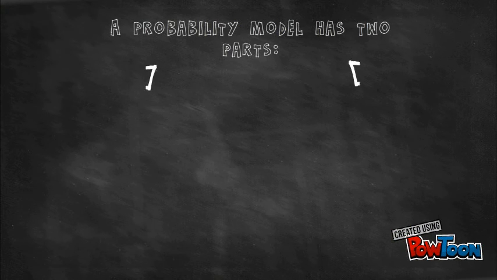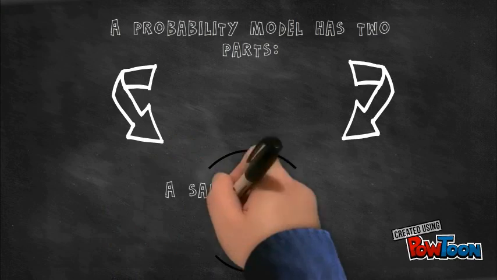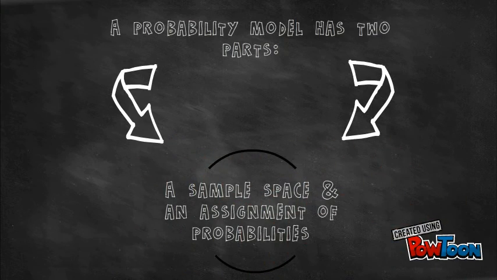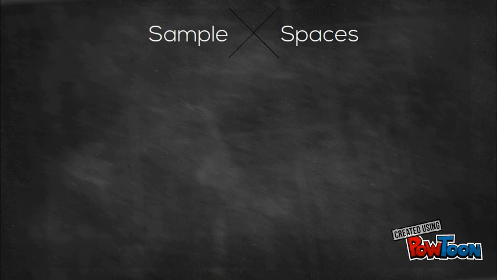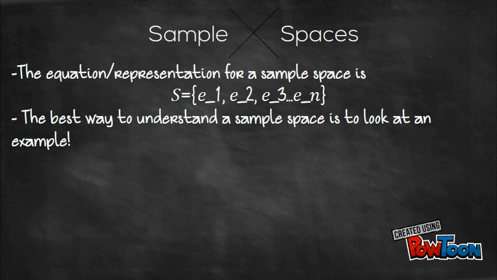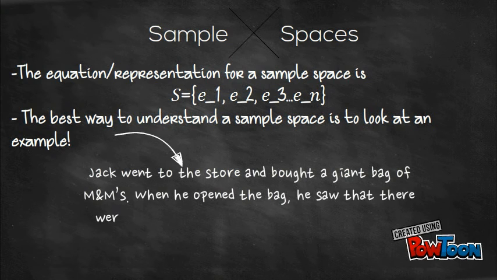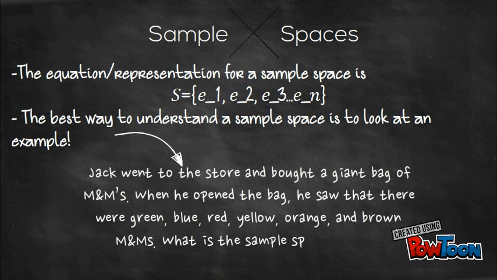A probability model has two parts: a sample space and an assignment of probabilities. A sample space shows all the possibilities that can result from a probability experiment. The best way to understand one is to look at an example. Jack went to the store and bought a giant bag of M&Ms. When he opened the bag, he saw that there were green, blue, red, yellow, orange, and brown M&Ms. What is the sample space for this situation?